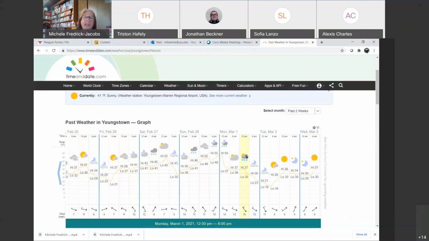For quantitative, the second one, you could do the high. The high was 41. The high again was 41. Here the high was 52. Or you could do the lows. The low in this one was 28. This went down to 21.